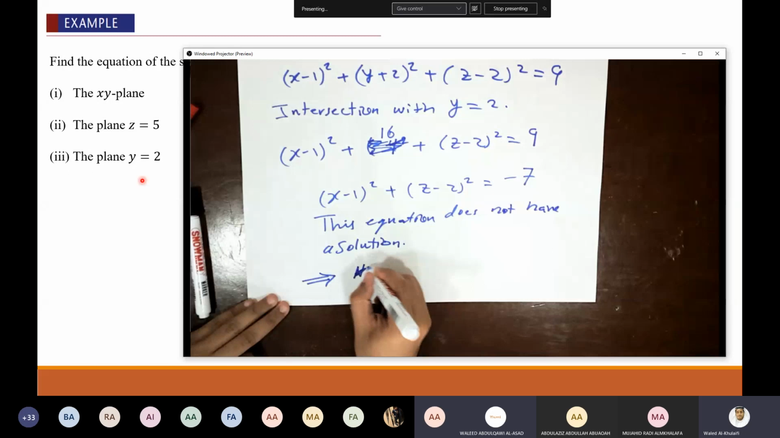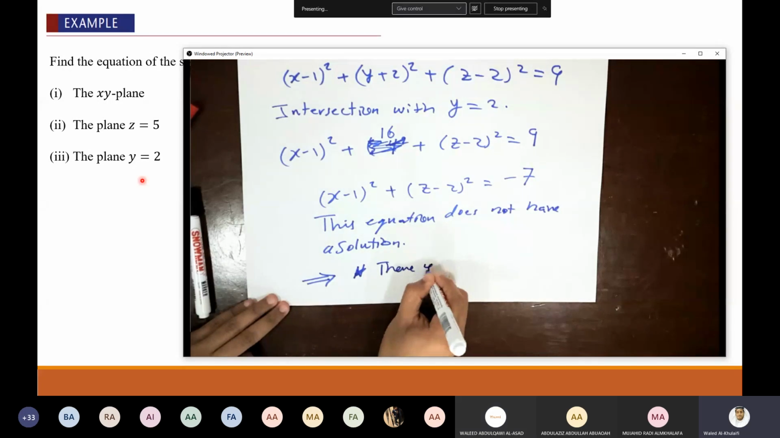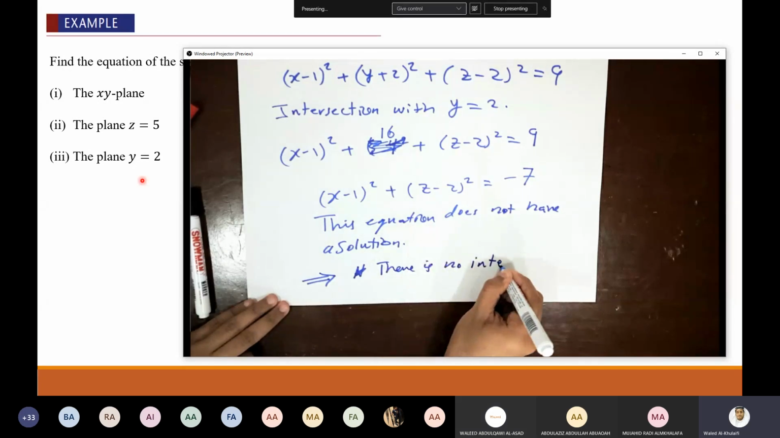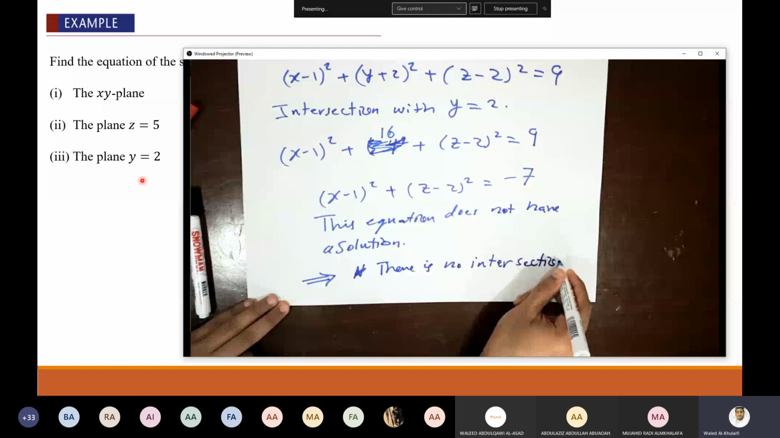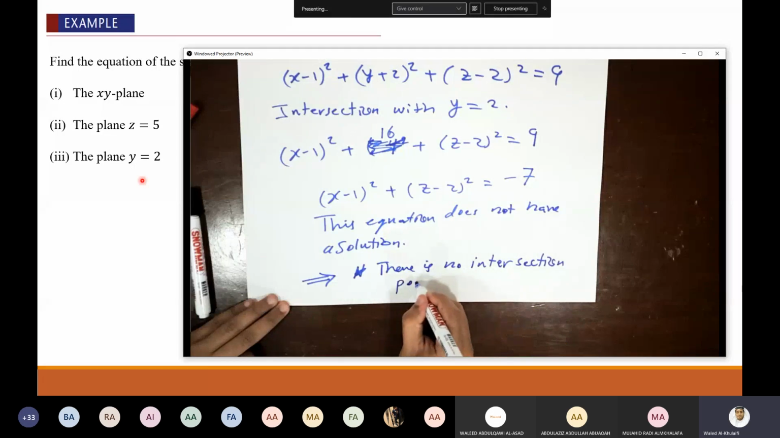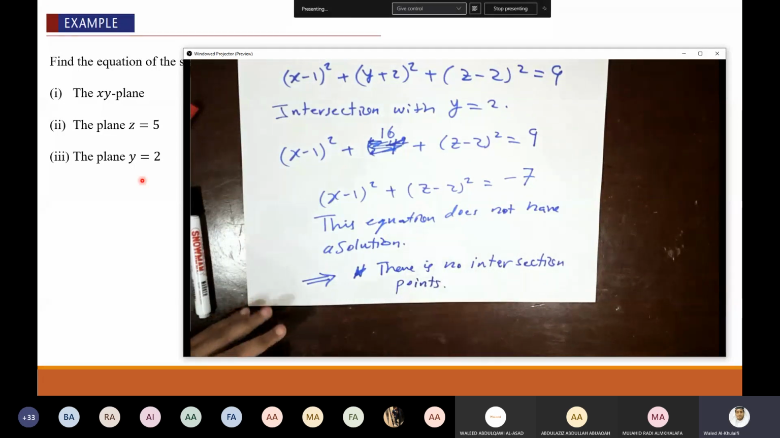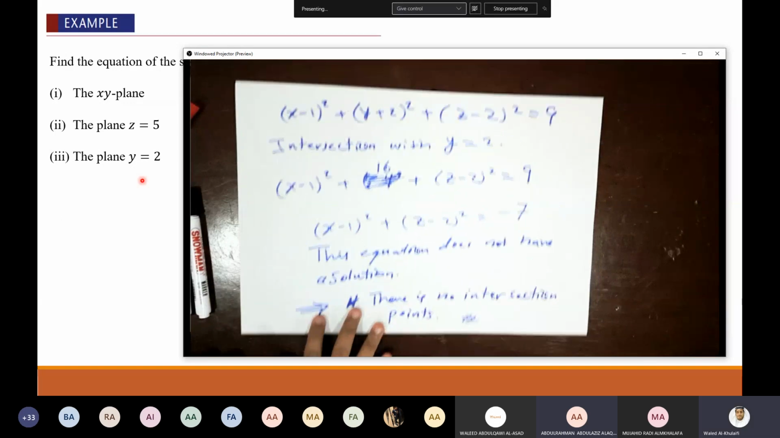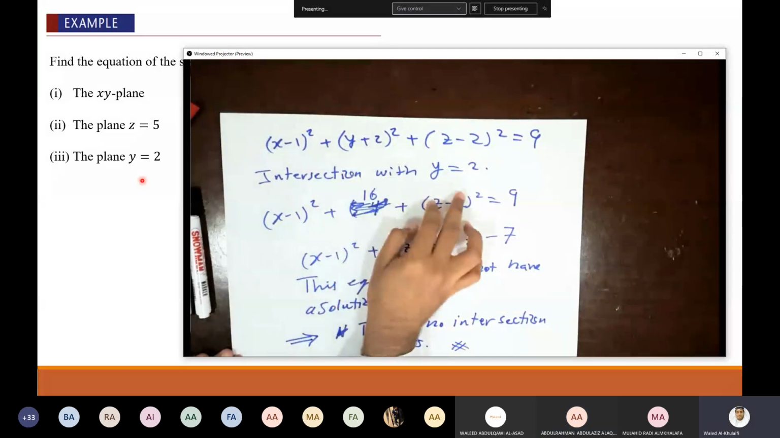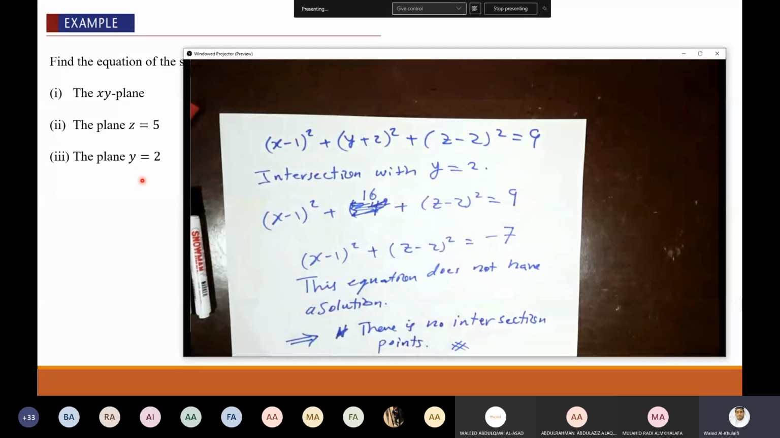There is no intersection points. Okay. Doctor, so does it mean that this point is not inside the sphere? No, it means that the sphere and the plane do not intersect. Each one is on its own.